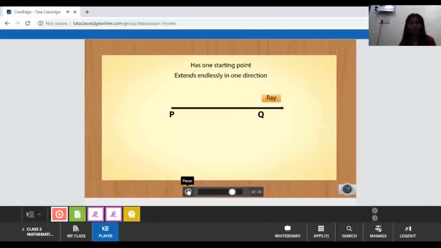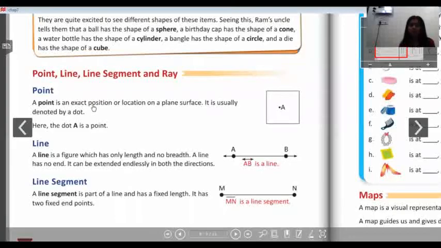So children, what we have seen is that a point is an exact position or location on a plane surface. Okay, this is a point. It has an exact position on this plane surface and it is denoted by a dot. Okay, it shows us the exact position.